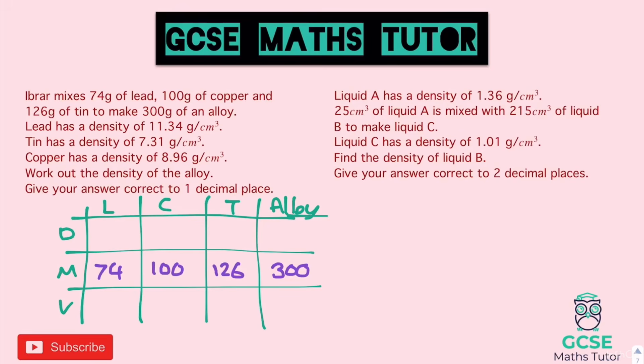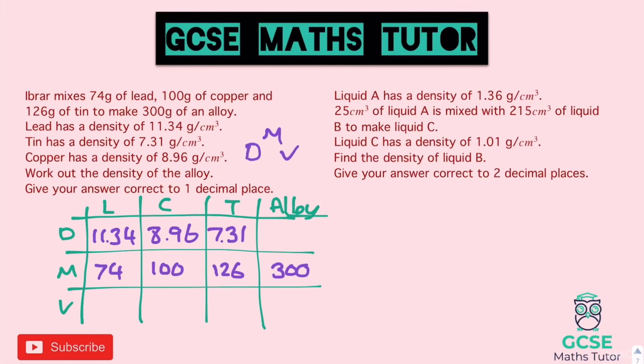Then it gives us our density. It says lead is 11.34, it says tin is 7.31, and it says copper is 8.96. There we go. So we've got all our densities. All we need to do is work out all those volumes. So again, density, mass, volume. Volume is mass divided by density.